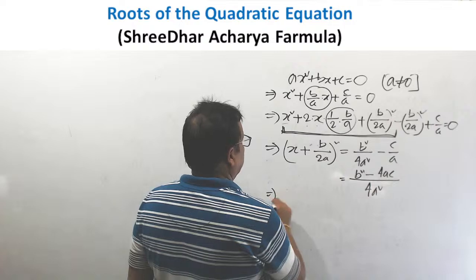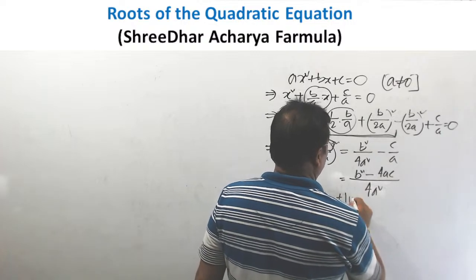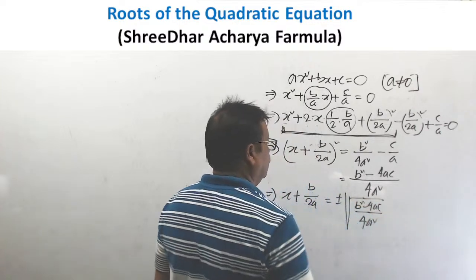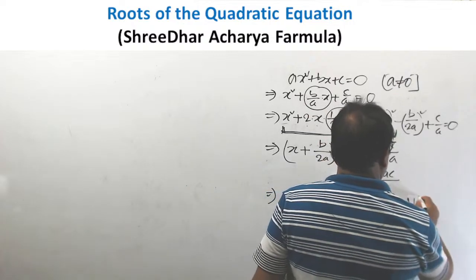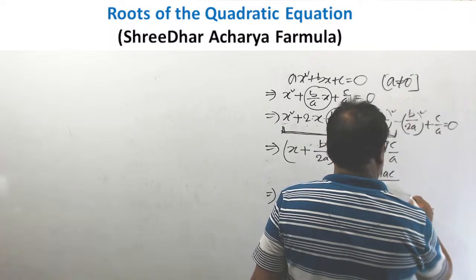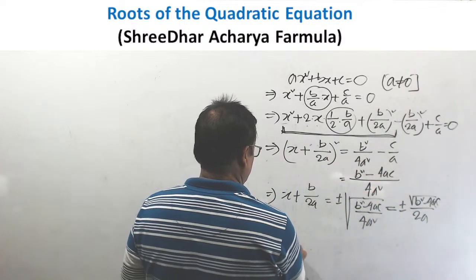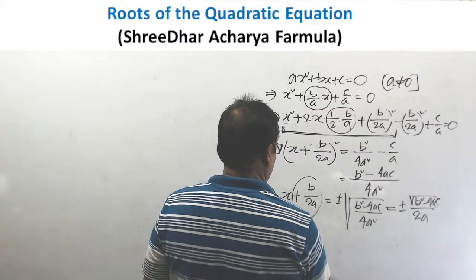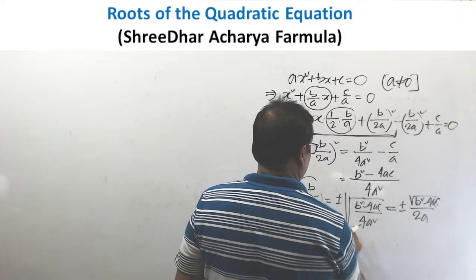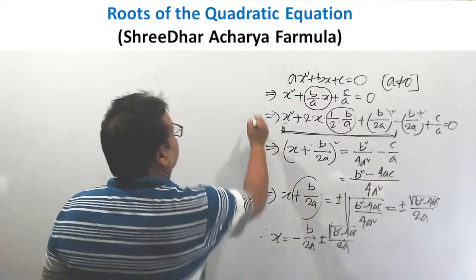This implies x plus b by 2a is equal to what? Plus minus root over of (b square minus 4ac) by 4a square. Understood? This equals to what? Plus minus root over of b square minus 4ac, and 4a square means 2a. Understood? Therefore, x equals to, on the side of this term, minus b by 2a plus minus root over of (b square minus 4ac) by twice a. Understood? Now come here.